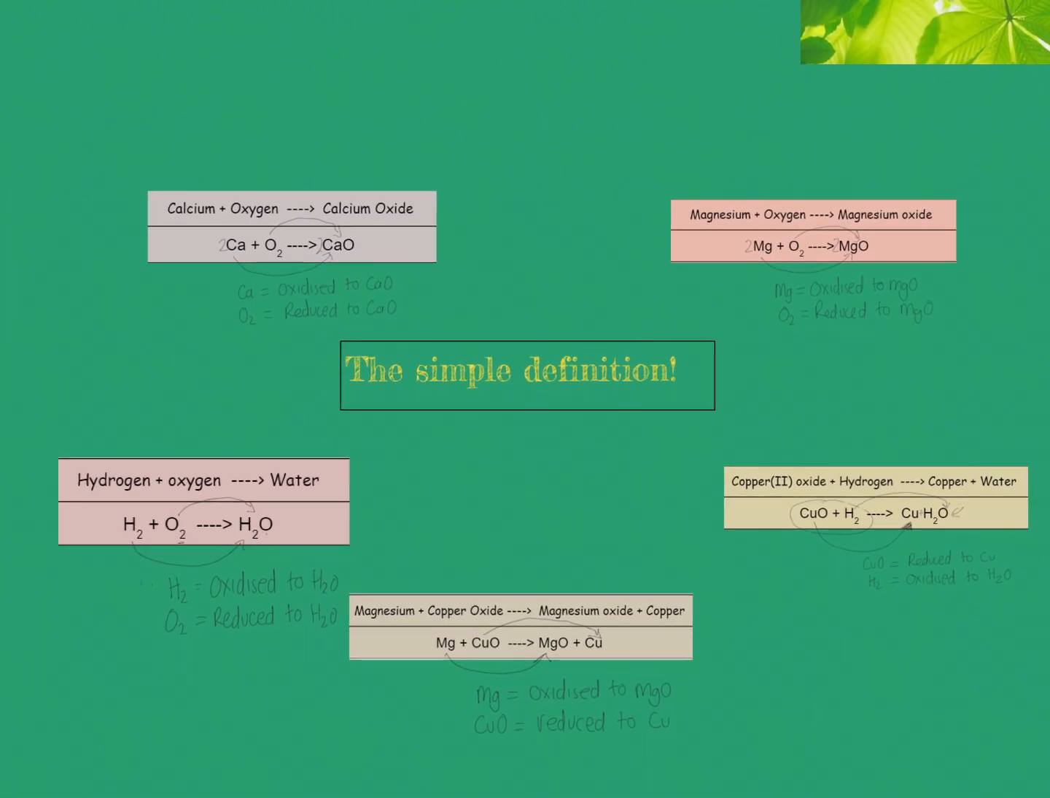You just look at the equation, you look at what's lost oxygen, you look at what's gained oxygen from the reactants, and you tell by looking at the products. Has it gained or has it lost?